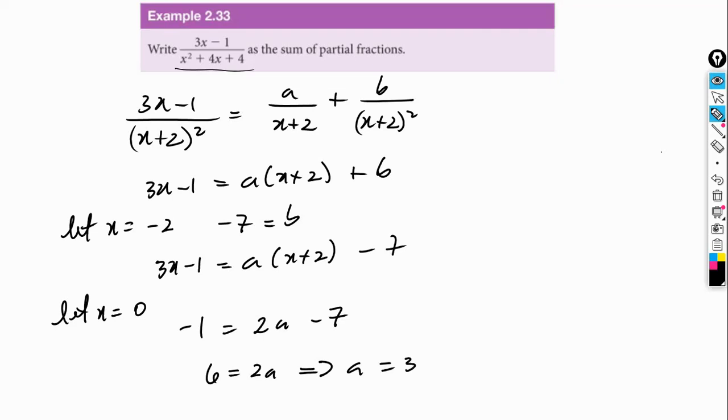So that means that we have the solution because b is negative 7 and a is 3. So all we have to do is just substitute a and b here. And notice that we get 3 here and minus 7.